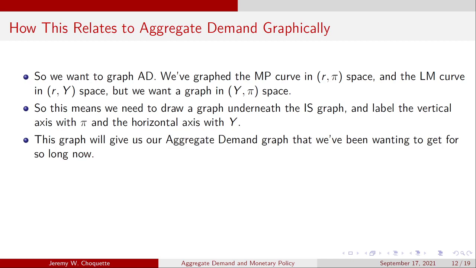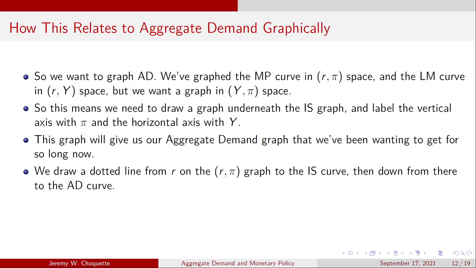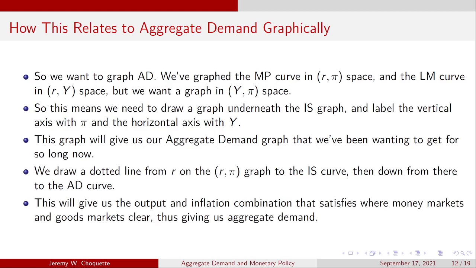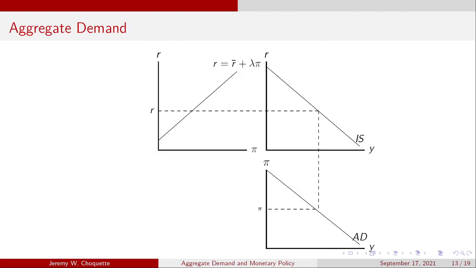And this gives us our aggregate demand graph that we've been wanting to get for so long now, like 12 slides. We draw a dotted line from the real interest rate on the real interest rate and inflation graph over the IS curve, which is what you saw earlier. And then we draw it down from there to get the aggregate demand curve. This will give us output and inflation combinations that satisfy where money markets and goods markets clear, thus giving us aggregate demand.